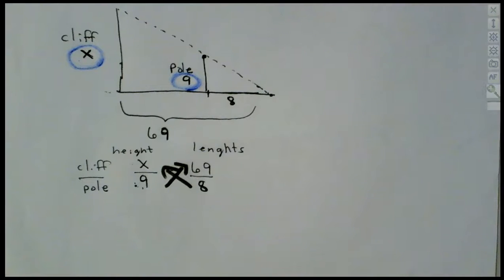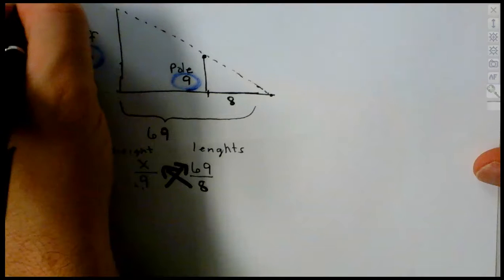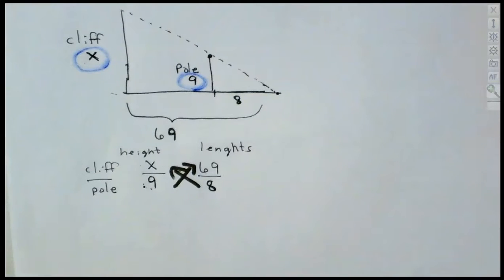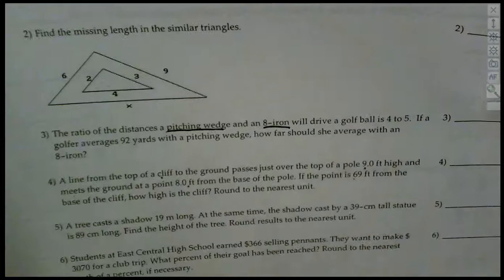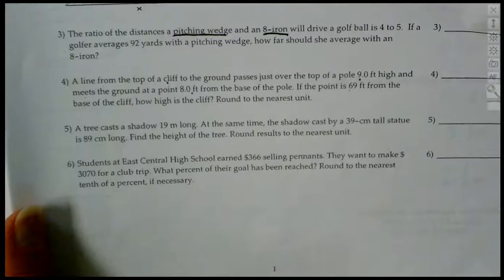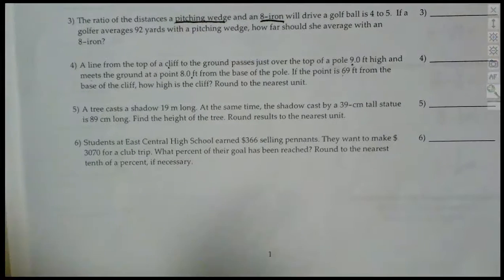You just have to make sure that you set up the ratio correctly. So I looked at the cliff and compared it to that pole. Those made triangles, and we could see how the triangles are similar. And that, by the way, was question number 4. And I'm going to leave that for you to finish. Question number 5 is very, very similar again. Just a little bit different.